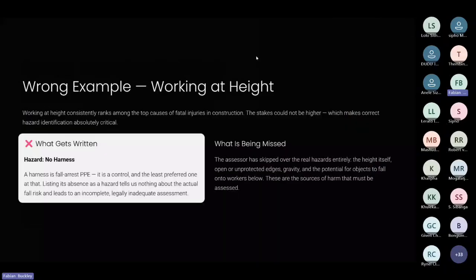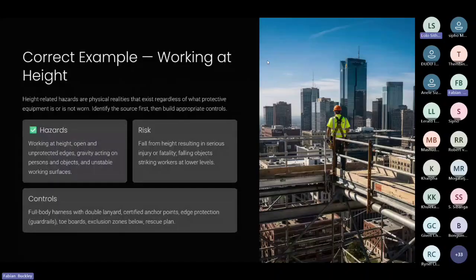All right. So the next one we have is the example for working at heights. This is a good one that I just want us to cover because I think it's important as well. So when we look at the correct example for working at heights, we still look at the hazards: open and unprotected edges, gravity acting on persons and objects, and unstable working surfaces.